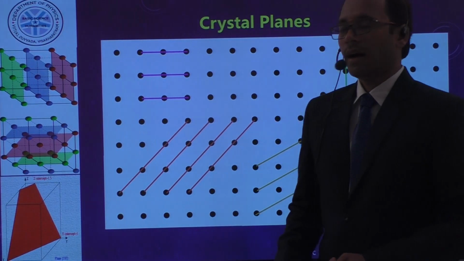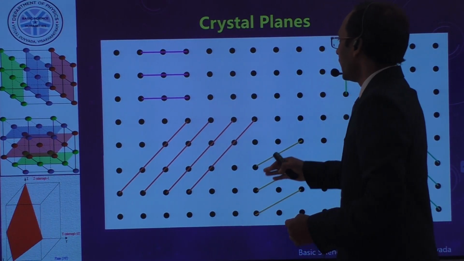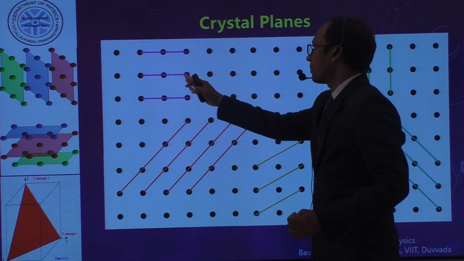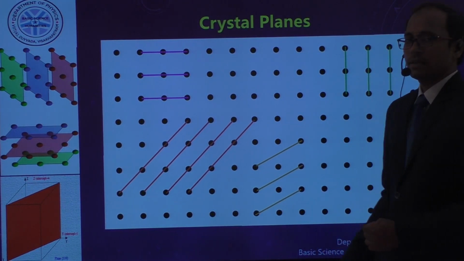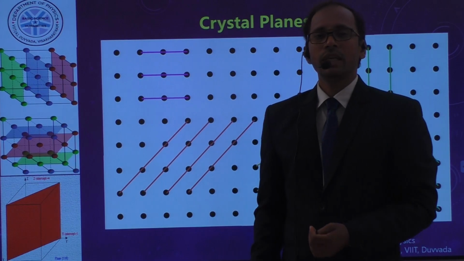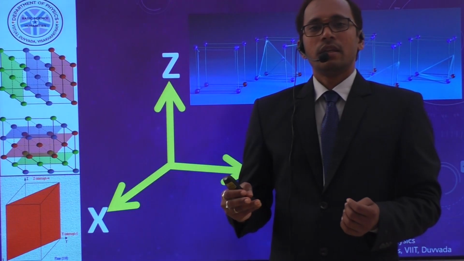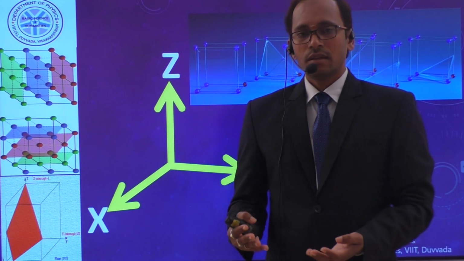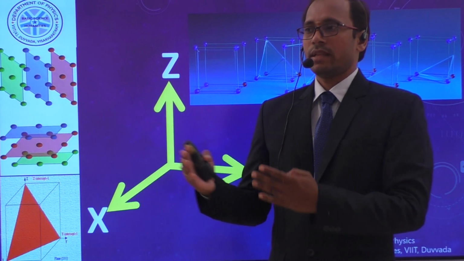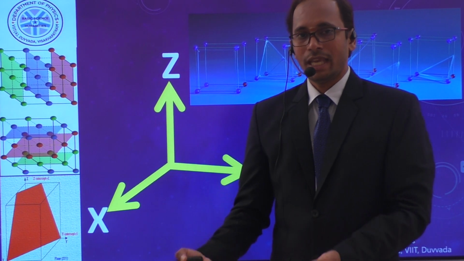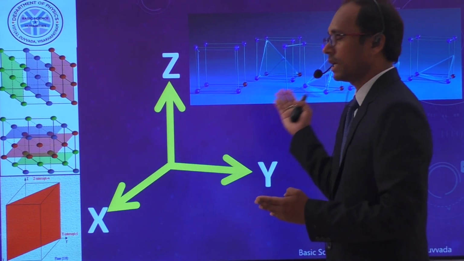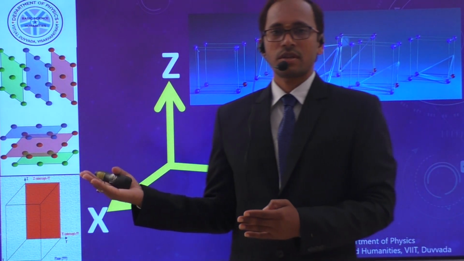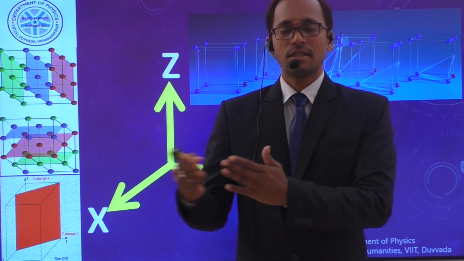Now today our point is: if the planes are in two-dimensional representation, with different orientations and parallel planes, then how can we identify what this plane is? How can we name that plane? How can we say some plane is in this orientation, and another plane is in another orientation? How can we say this is this plane, and this is that plane?